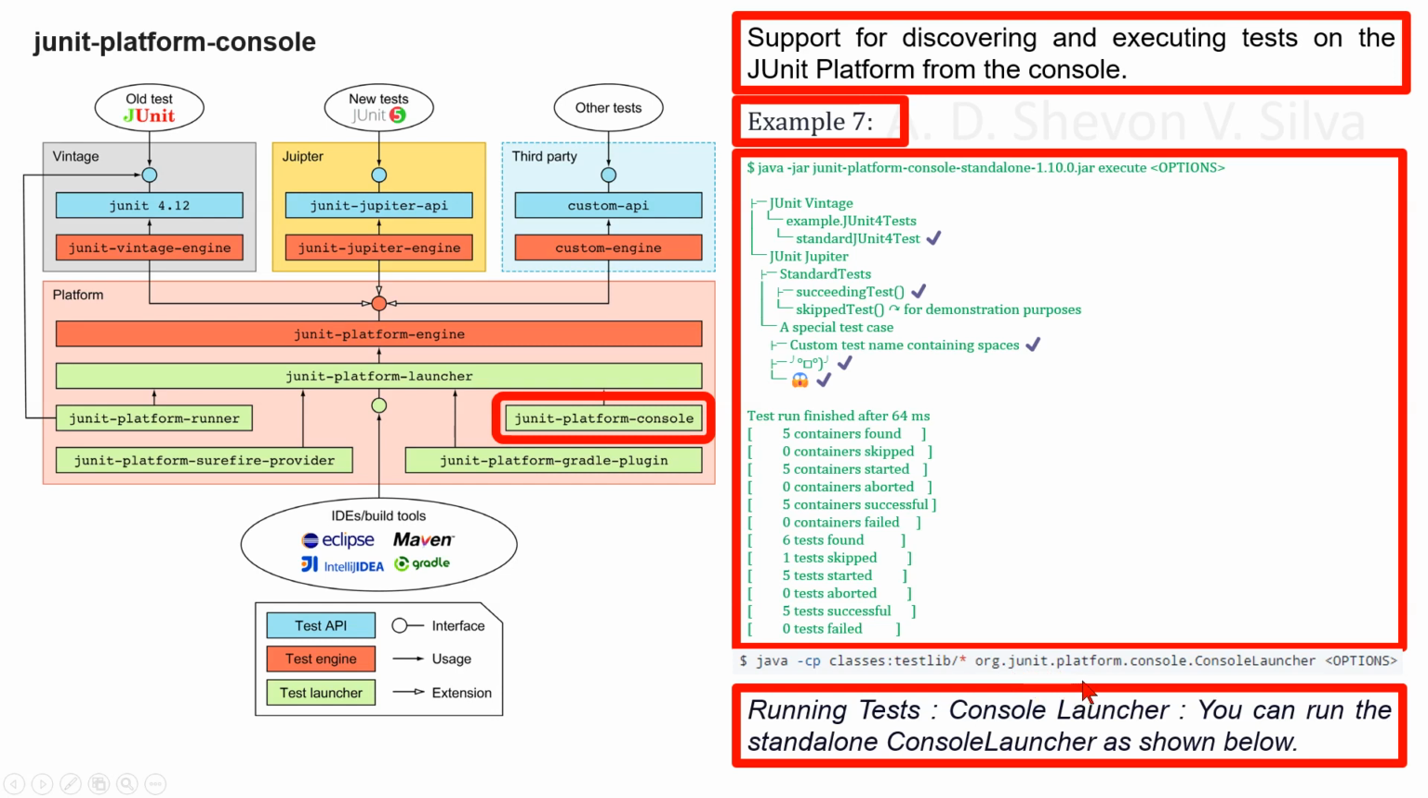Exit code: the console launcher exits with the status code of 1 if any containers or tests failed. If no tests are discovered and the --fail-if-no-tests command line option is applied, the console launcher exits with the status code of 2. Otherwise, the exit code is 0.